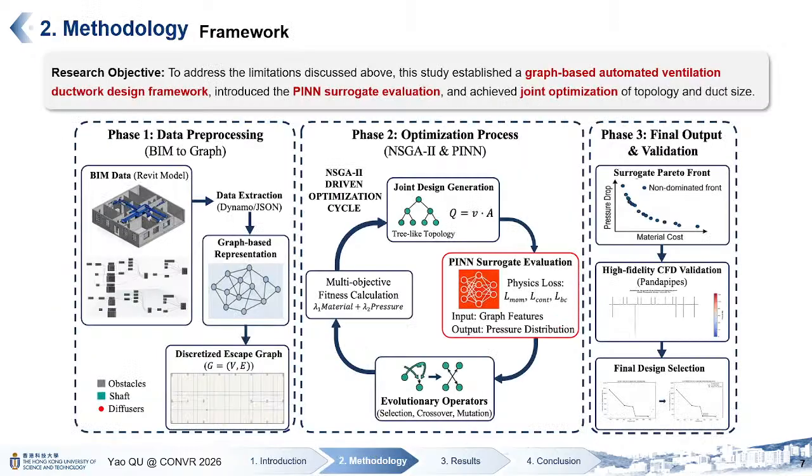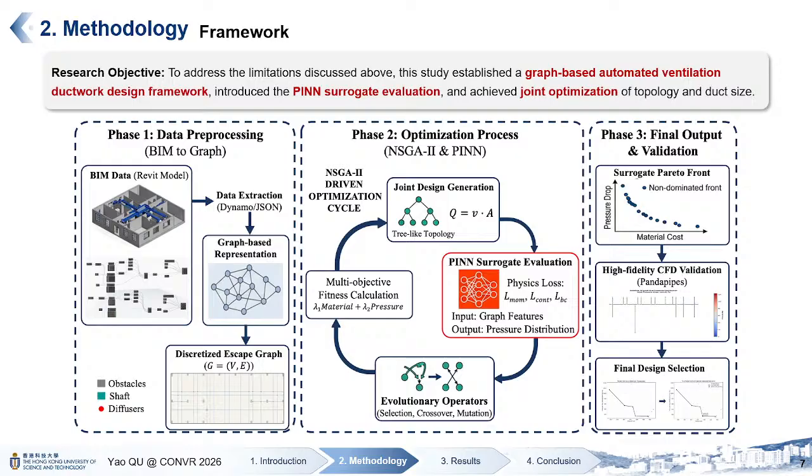For my research, the objective is to address the limitations discussed before. This study established a graph-based automated ventilation ductwork design framework, introduced the PN surrogate evaluation, and achieved joint optimization of the topology and duct size.